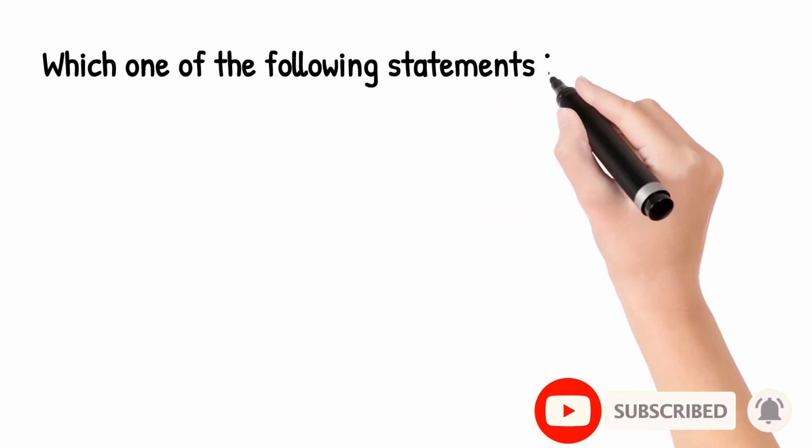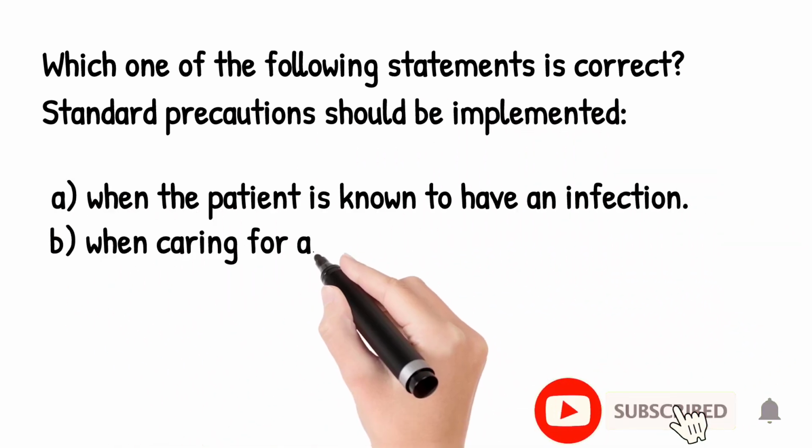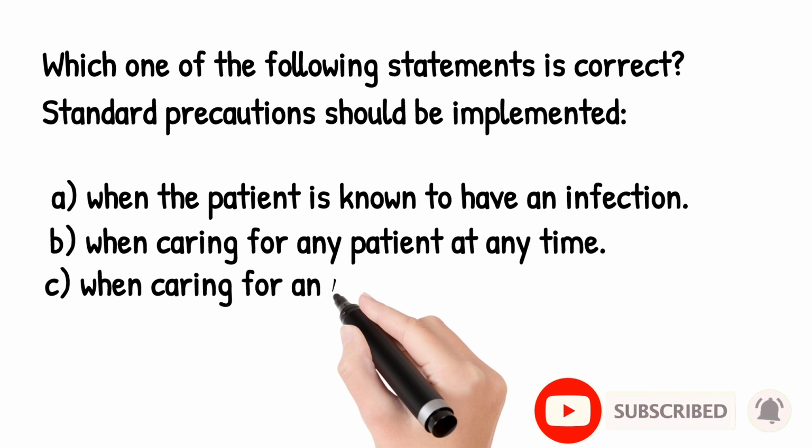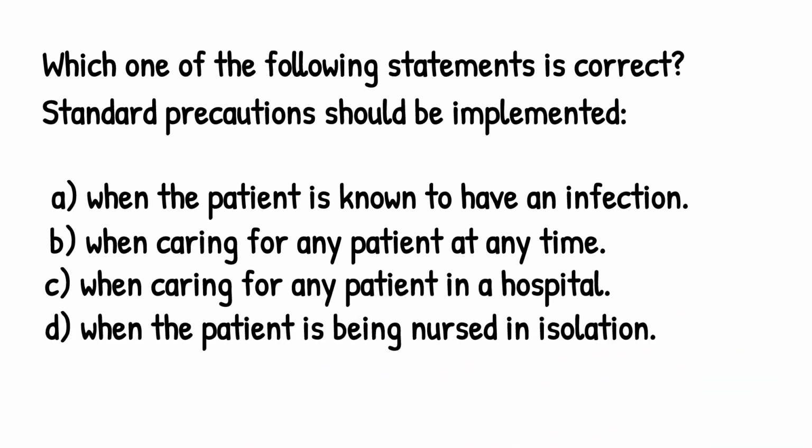Which one of the following statements is correct? Standard precautions should be implemented. The options are A. When the patient is known to have an infection, B. When caring for any patient at any time, C. When caring for any patient in a hospital, D. When the patient is being nursed in isolation.